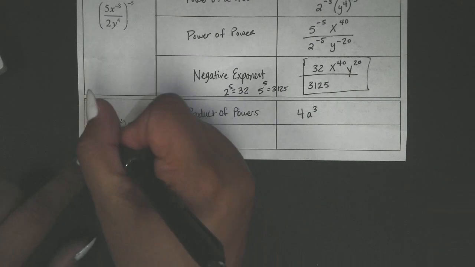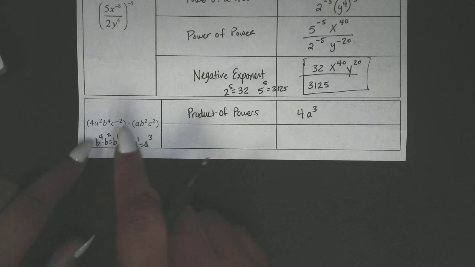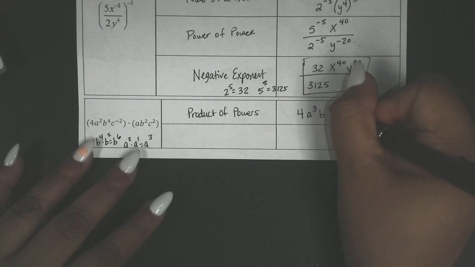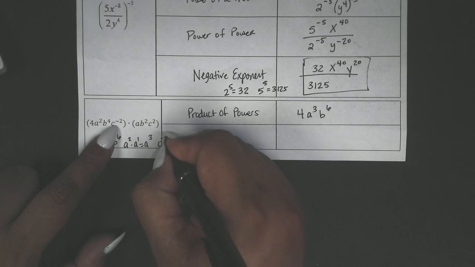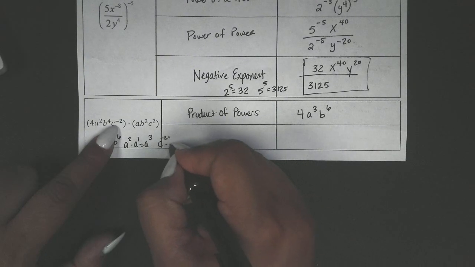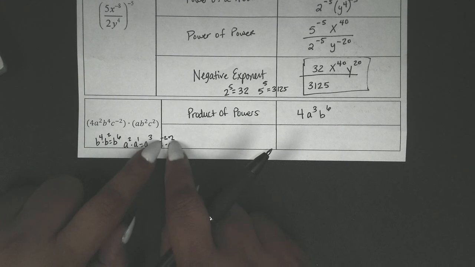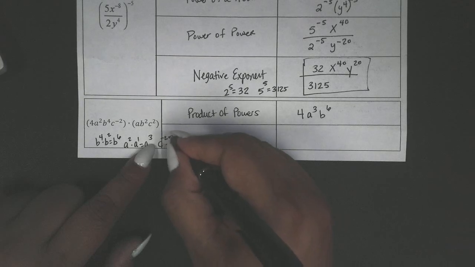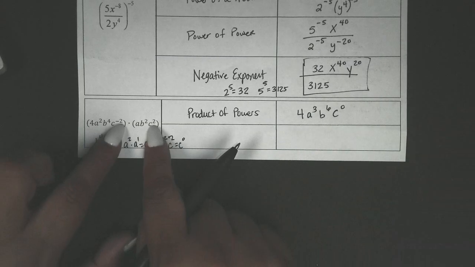Now my b's, we have b to the 4 times b squared, which is b to the 6th, because again we add those exponents. Now let's do our c's. We're going to do c to the negative 2 times c to the positive 2, and the negative 2 and positive 2 will cancel out because negative 2 plus 2 is 0. That will be c to the 0.